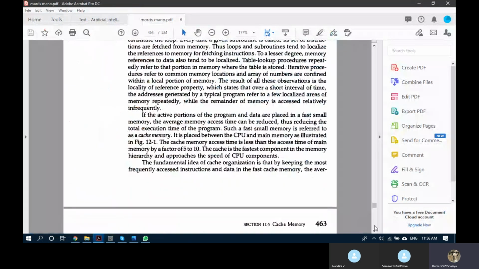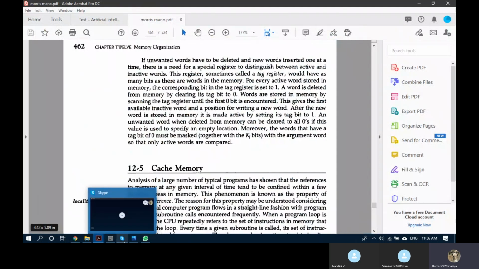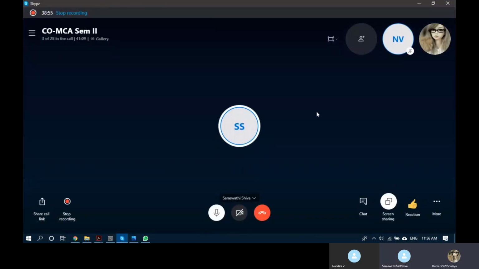Any doubts, students? Tomorrow we'll look at cache memory. Do you have any doubts in associative memory or content addressable memory? No, ma'am. Sure, you understood? Yes, ma'am. Okay, then please go through it. If you get any doubt, tomorrow you can ask. Bye.